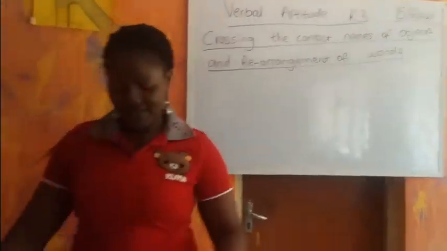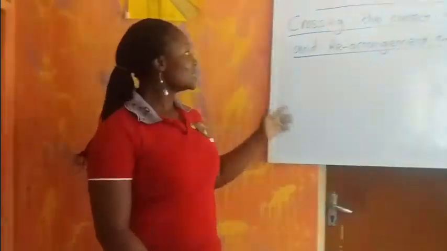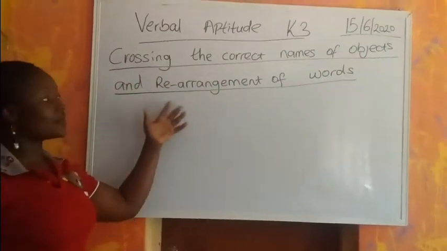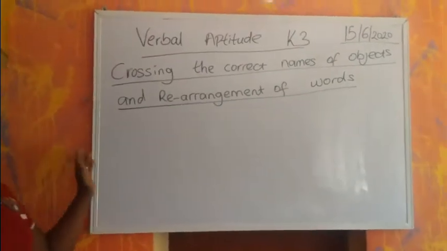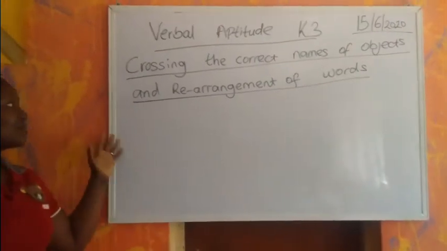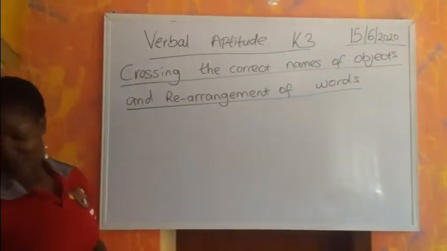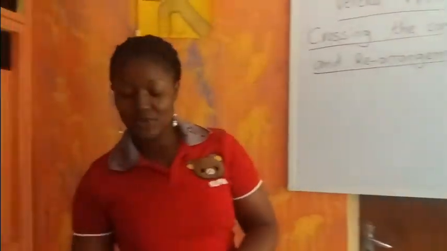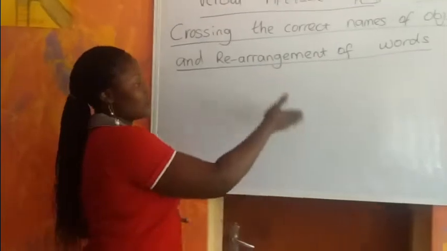That's the subject for this class, verbal aptitude, and the topic is crossing the correct names of objects and also rearrangement of words. We are going to be dealing with two different topics this class. The first one is crossing the correct names of objects. When we say to cross the correct names of objects, we simply mean to identify the names of the objects given.